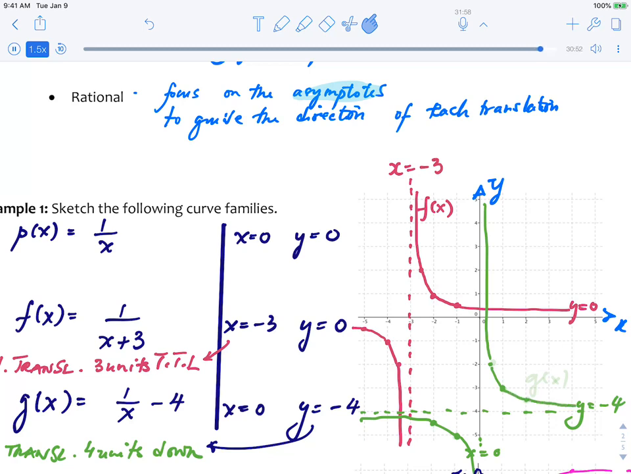That will be enough, showing the asymptotes and showing the starting point of those graphs, the one on the left side. So this is my g of x.